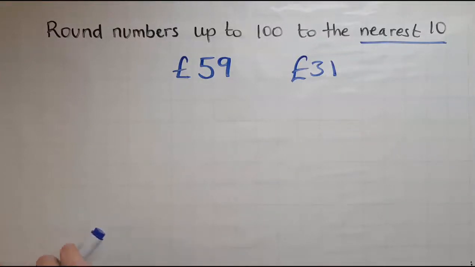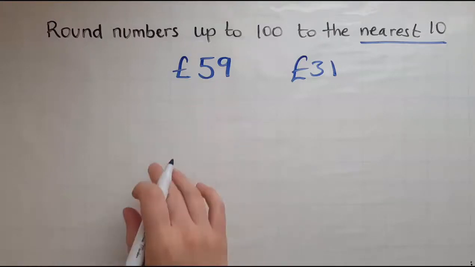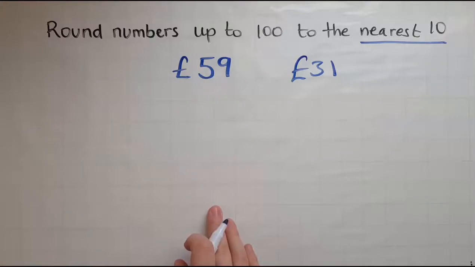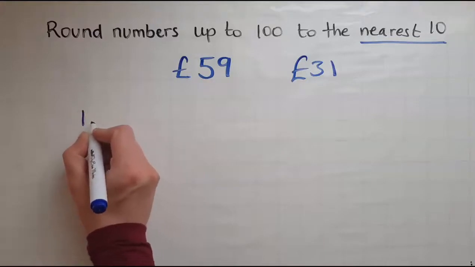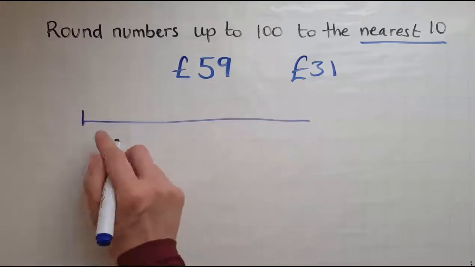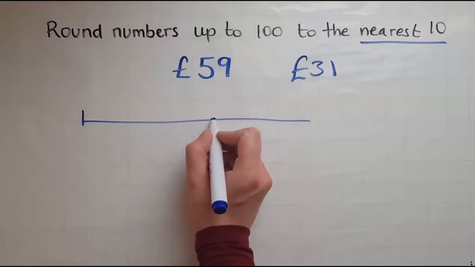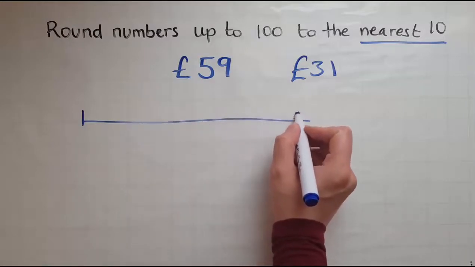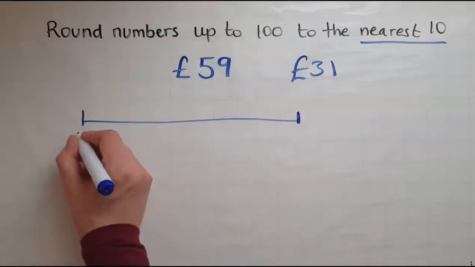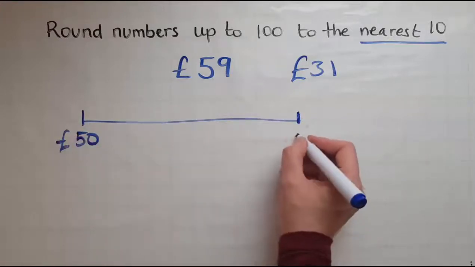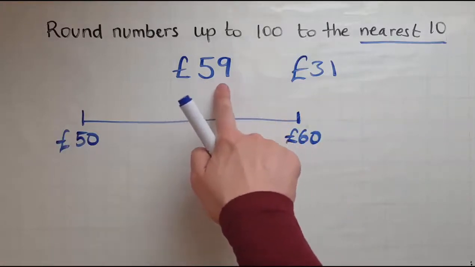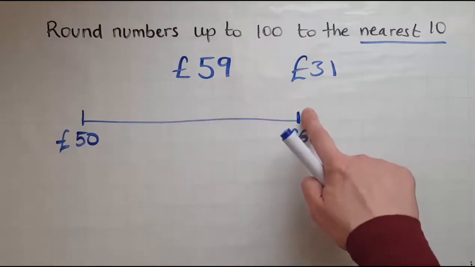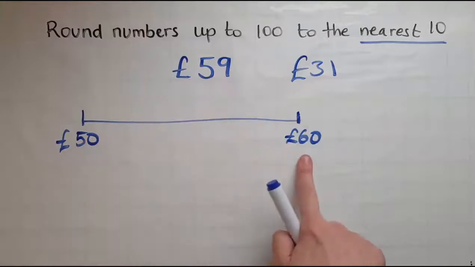So how does that exactly work? If you spent £59, to the nearest 10, that is 60. So 59 is actually 55, 56, 57, 58, 59, 60. Yeah, so that is actually between £50 and £60. Why? Because I spent more than 50, but it's not 60 yet. So 59 stands between 50 and 60.